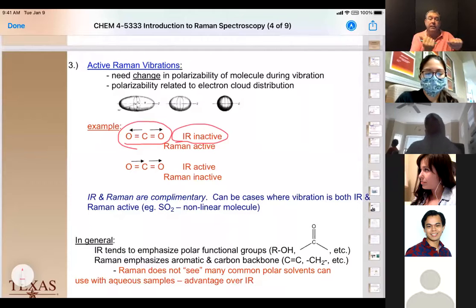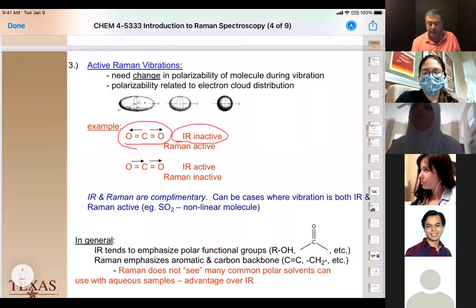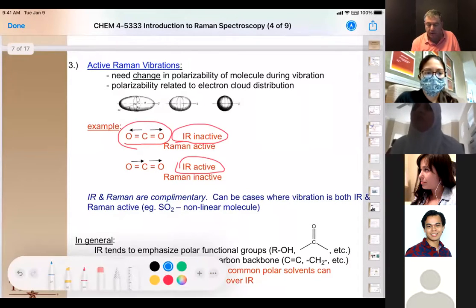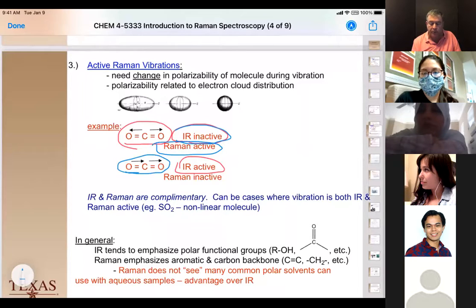However, if it's an unsymmetrical vibration, one oxygen moving in, one oxygen moving in the same direction here, we do have a change in dipole, and therefore it is IR active here, okay? So that means things that are IR active tend to not be Raman active. So things that are IR active tend to be Raman inactive, because all we're looking for is that polarization change, not that dipole change. So that means that things that are changing the dipole become Raman inactive.